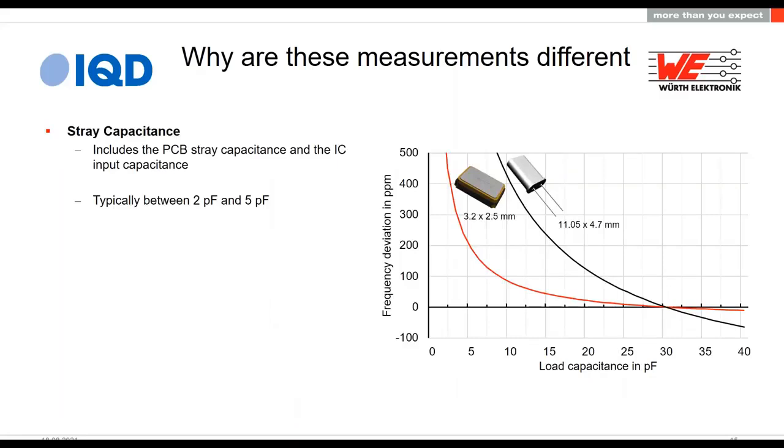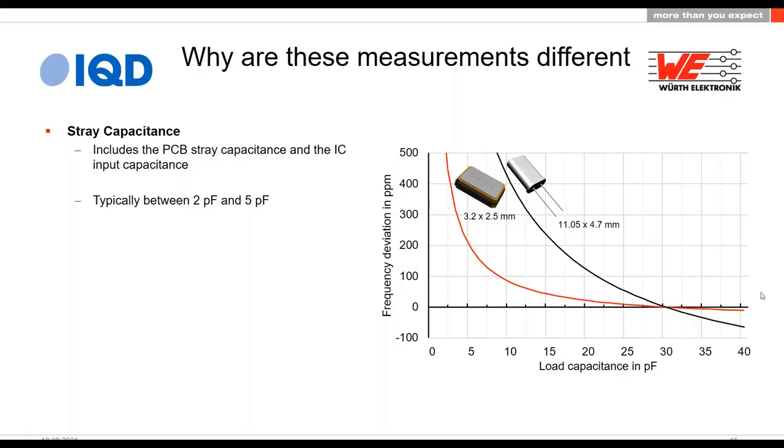Okay, so let's talk a little bit more detail about stray capacitance here. Yeah. So stray capacitance includes the PCB stray capacitance and the IC stray capacitance. As a rule of thumb, when you're doing your maths, it's normally between 2 picofarads and 5 picofarads, depending on your PCB layout, how small your components are, how tight you've got everything, yeah?